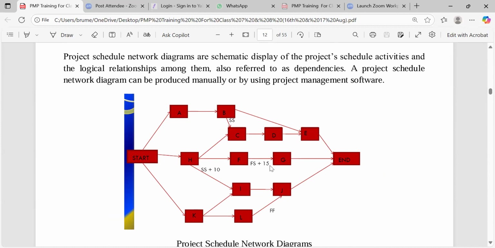Now, if you see that 15 days to be minus 15, does that not mean lead? It means lead, right? Correct. Yes, minus 15 means we will finish before it starts, but let it start 15 days prior to the completion of F. So with this diagram, I print it and give it to you.